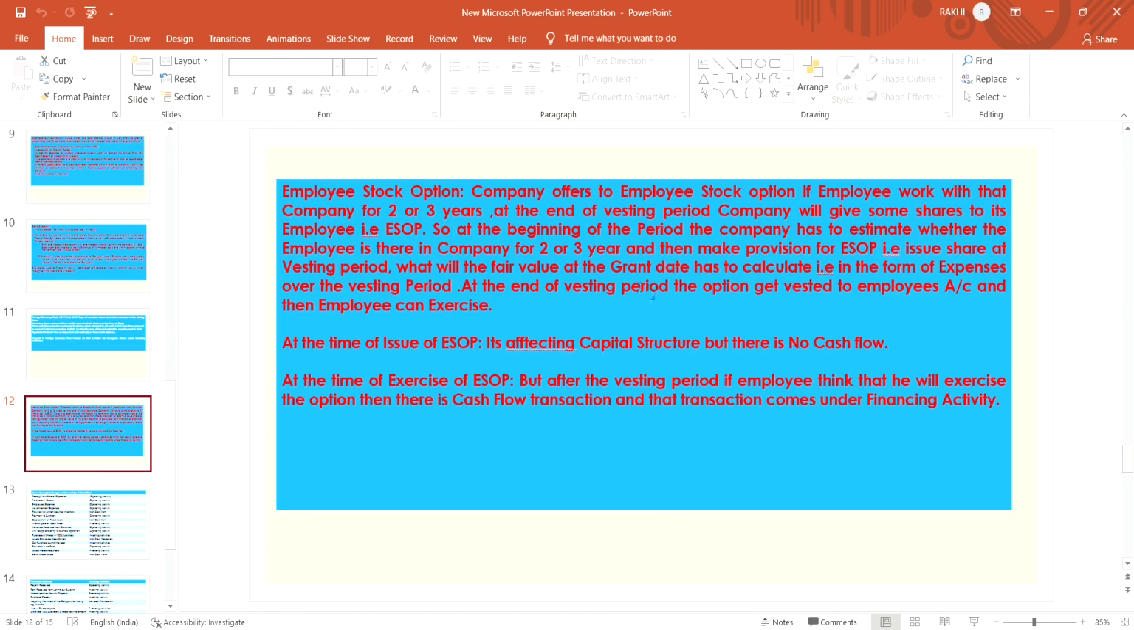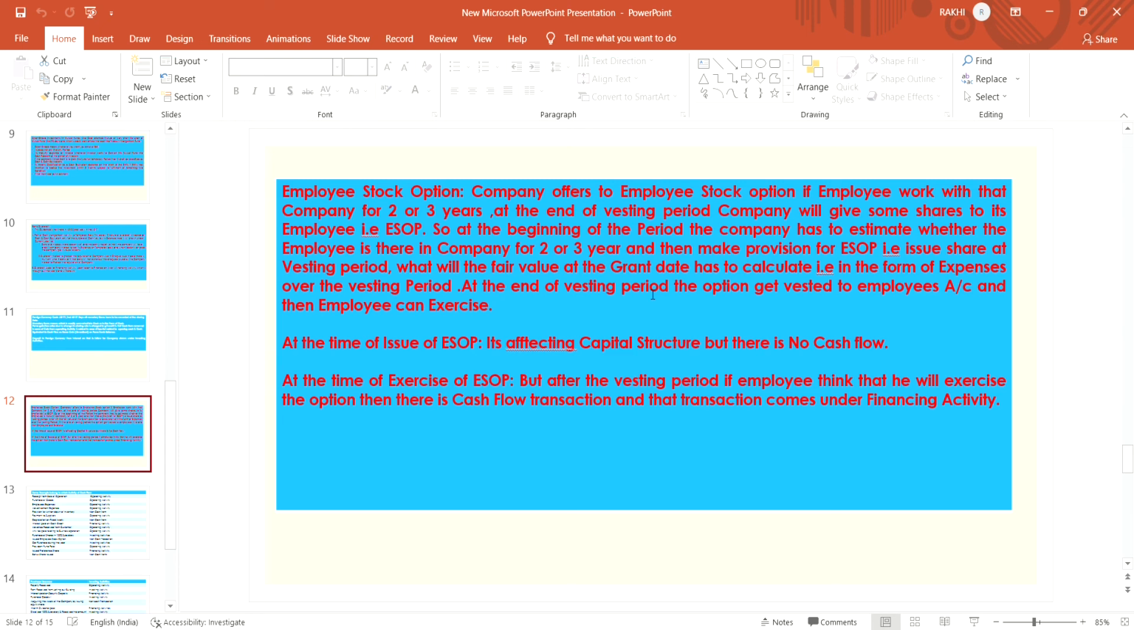Now, employee stock option. What is ESOP? If the company offers any stock option to its employees, and the employee serves that company for 2 or 3 years, then the company will give that employee some part of the shares of the company. So that is ESOP, the employee stock option. At the end of the vesting period, the company will give some shares to its employee, that is called ESOP.